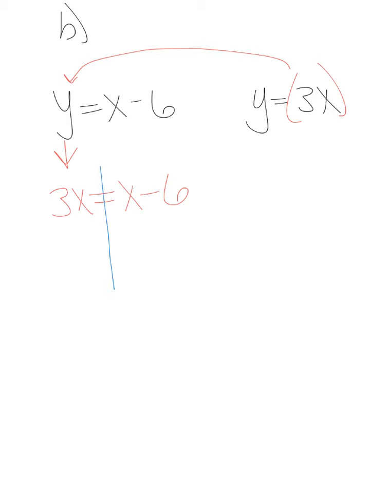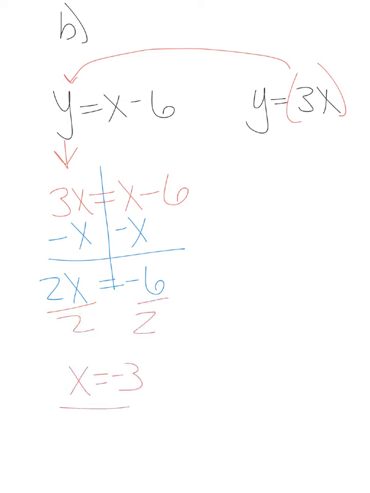I'm going to draw my line through my equal sign. I have to move my x because 3x is on a side by itself. 3x minus 1x is 2x. 2x equals negative 6. Divide by 2, and x equals negative 3.